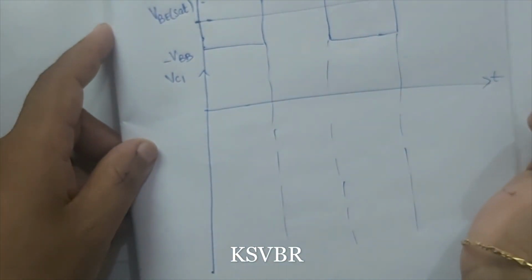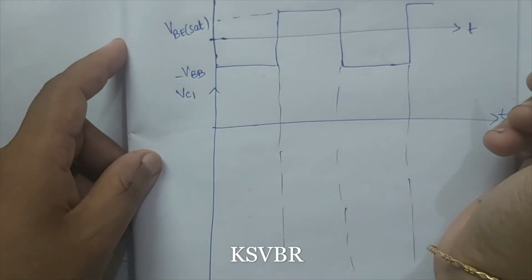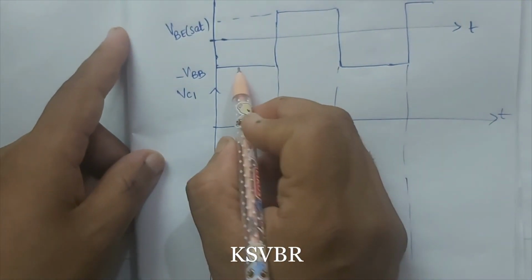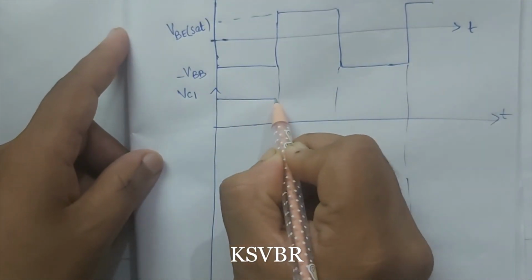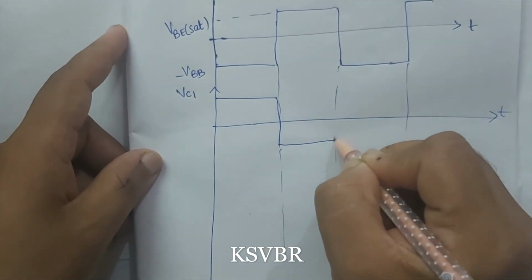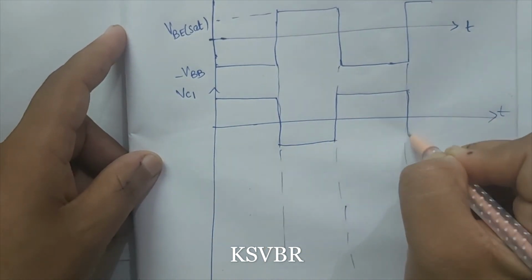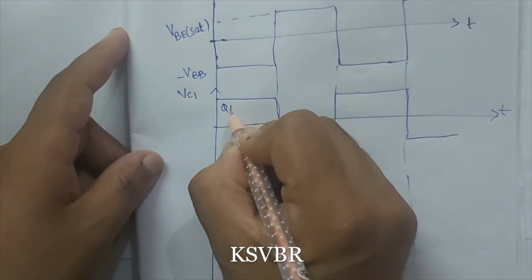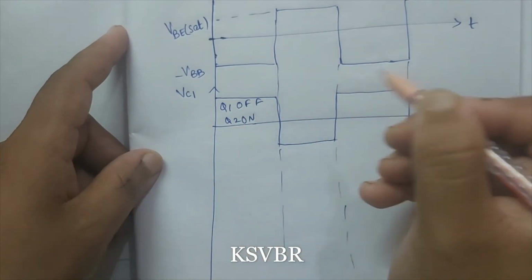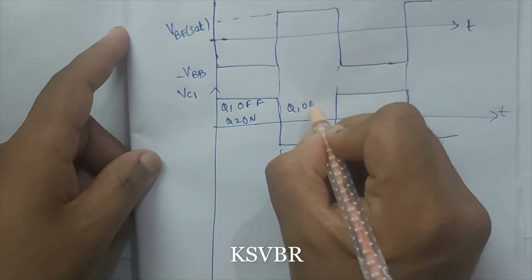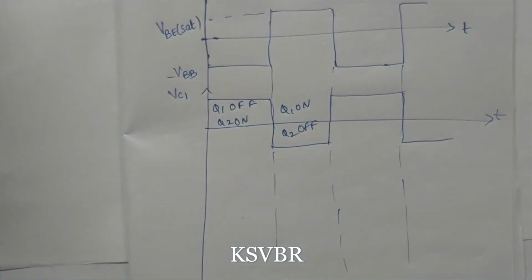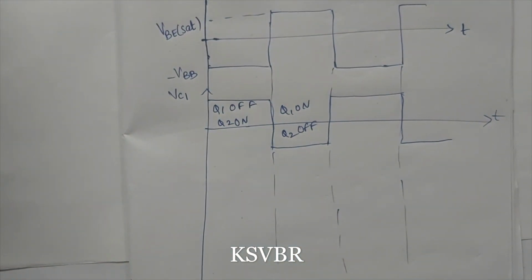Now see at collector 1. So at collector 1, whenever base voltage is low, automatically collector voltage is high. Like this it happens, and this is Q1 off, Q2 on state. Here this is Q1 on state and Q2 off state. This is the states: quasi-stable state and stable state.